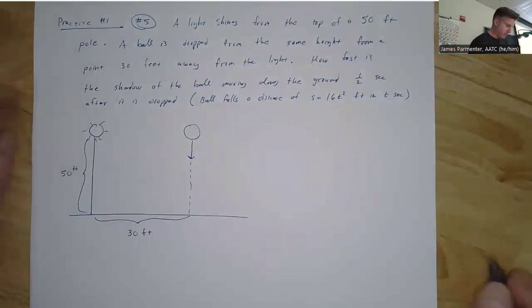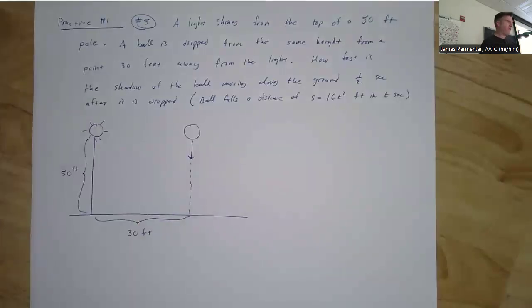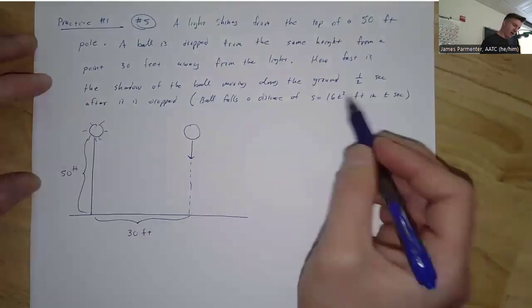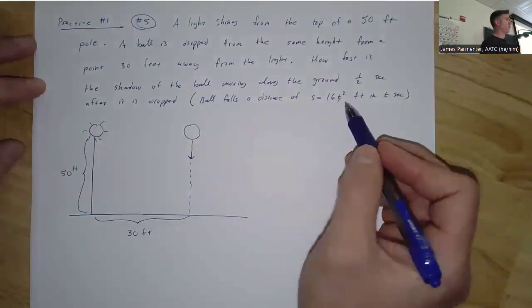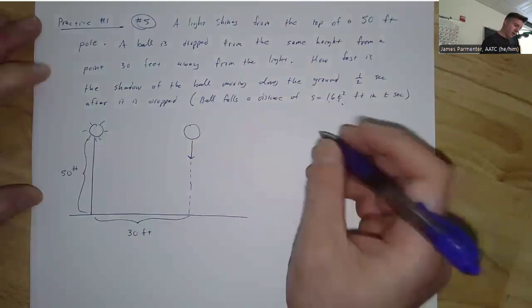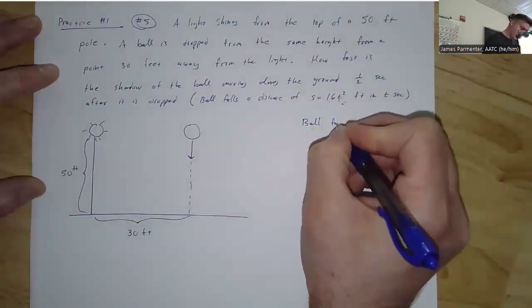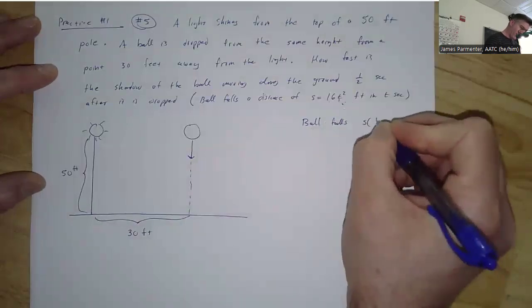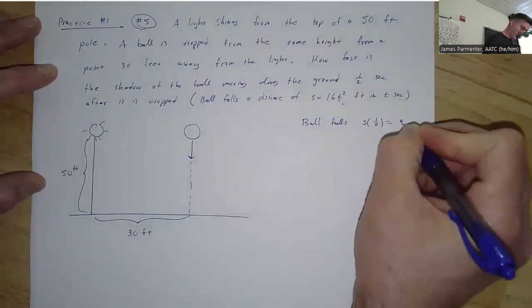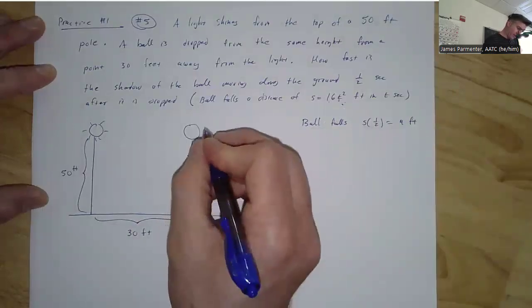And so then we're asking after 1/2 a second. So after 1/2 a second, how far will the ball have dropped? Well, if we plug in a half for t here, 1/2 squared is 1/4. 16 times 1/4 is 4. So the ball falls s of 1/2, which is equal to 4 feet. So right here, let's say that's going to be our 4 feet.